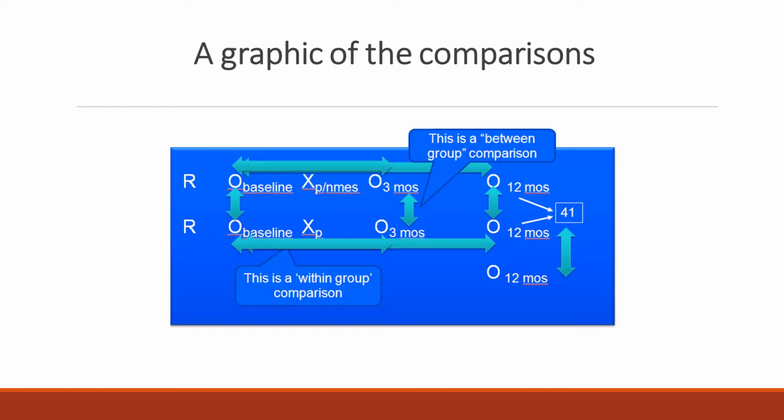The schematic also represents between and within group comparisons. The horizontal green arrows represent within group differences, while the vertical green arrows represent between group differences. Comparisons are made between the two treatment groups and between the control and treatment groups.